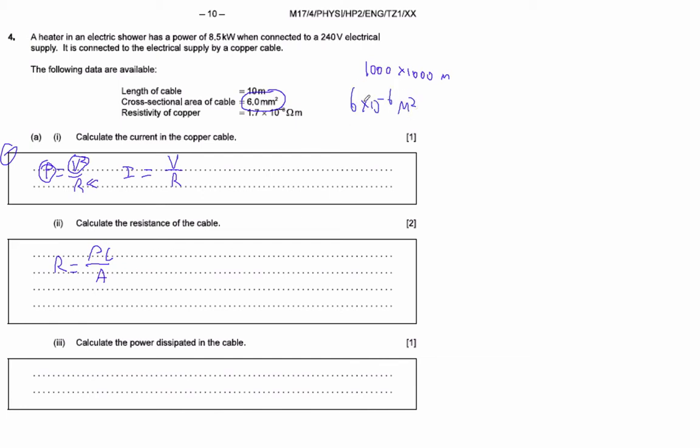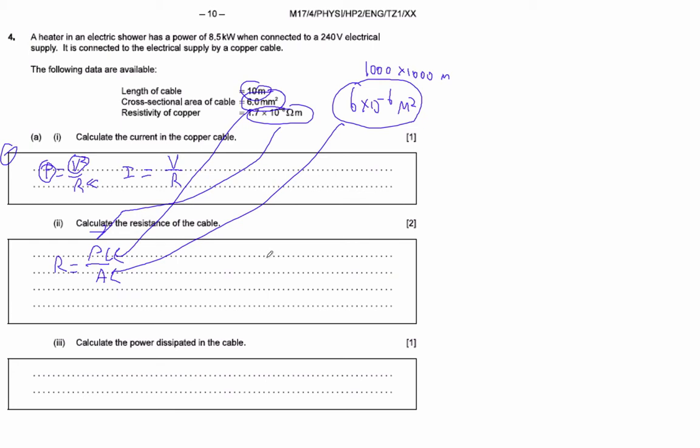This is very, very critical. They're trying to mess you up there. Then the resistivity they give you, so just use that. And the length of the cable they give you, so just use that. So calculate the resistance, we're good. I got something around 0.03.